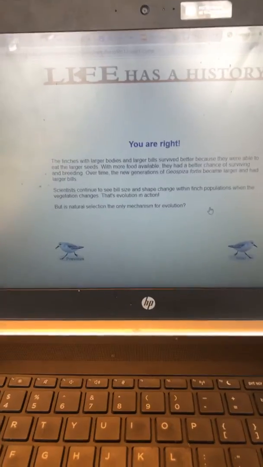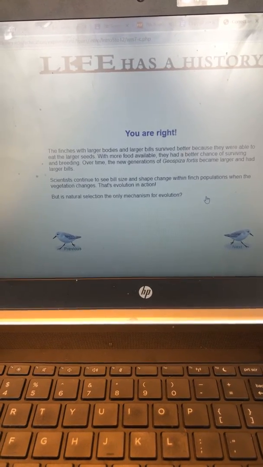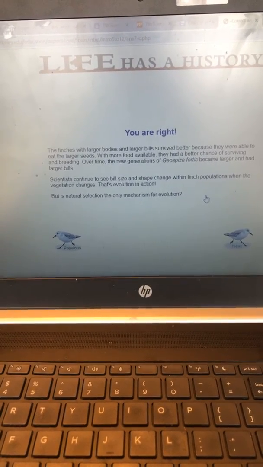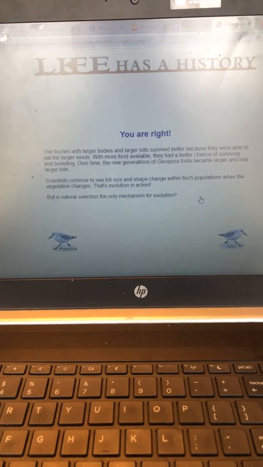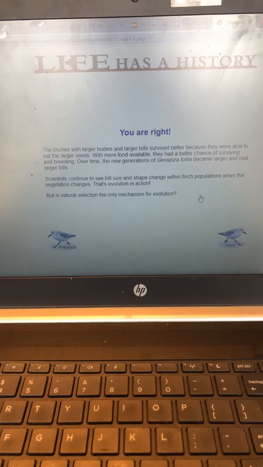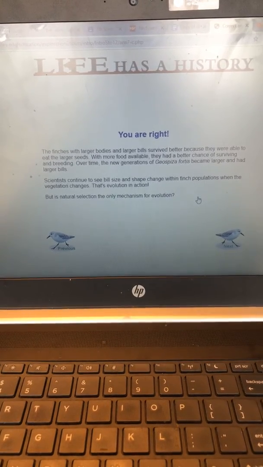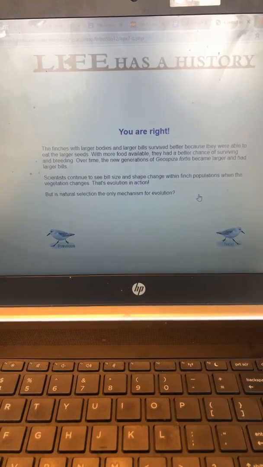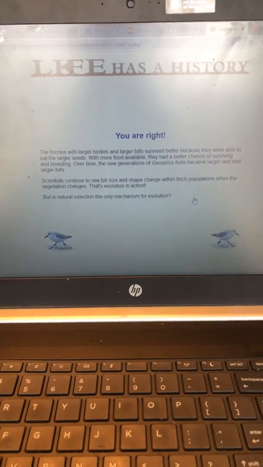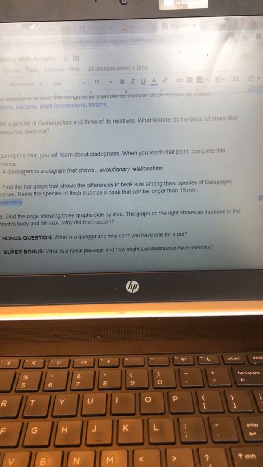The finch with the larger bodies and larger bills survived better because they were able to eat the larger seeds. With more food available, they had a better chance of surviving and breeding. Over time, the new generations, Geospiza fortis, became larger and had larger bills. Scientists continue to see bill size and shape change with finch populations when the vegetation changes. That's evolution in action. So we had a question on these three.